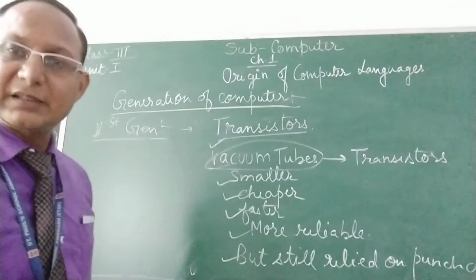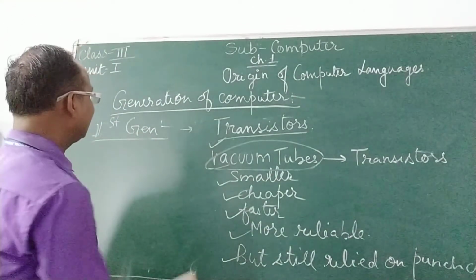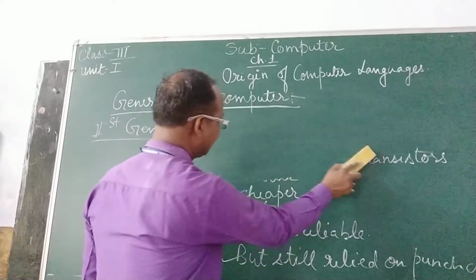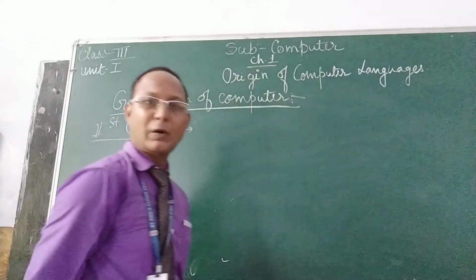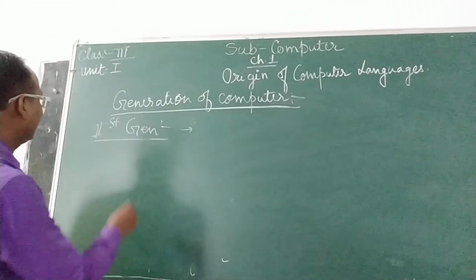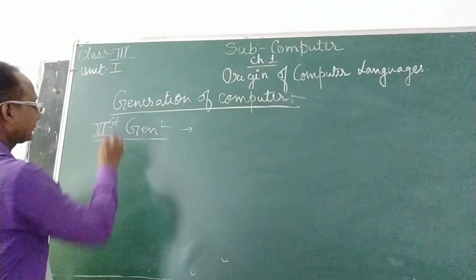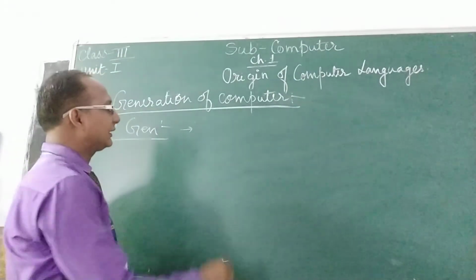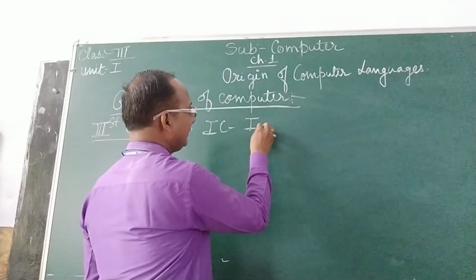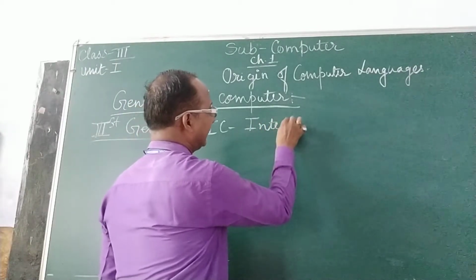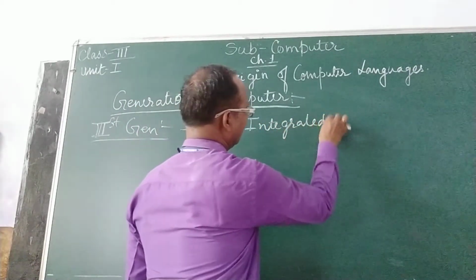Now we shall study what changes came in the third generation of computers. What are the different changes that came in the third generation of computer? The technology used in the third generation was the IC, that is integrated circuits.